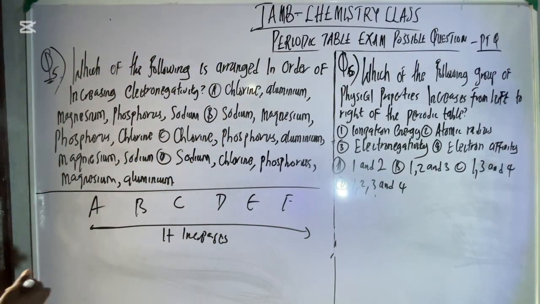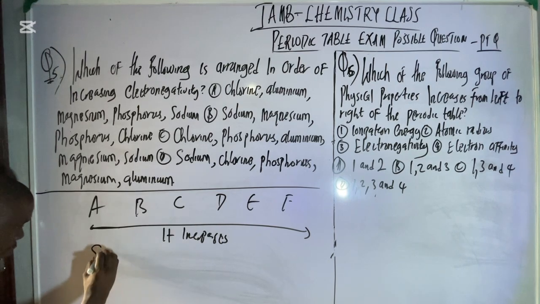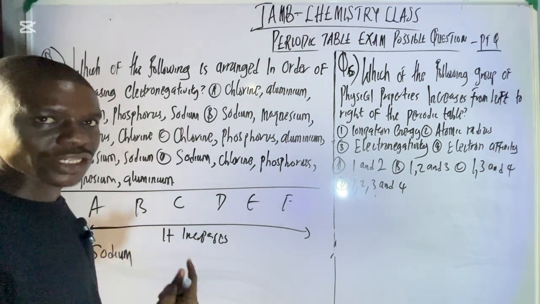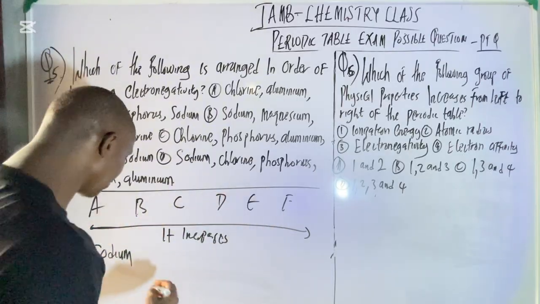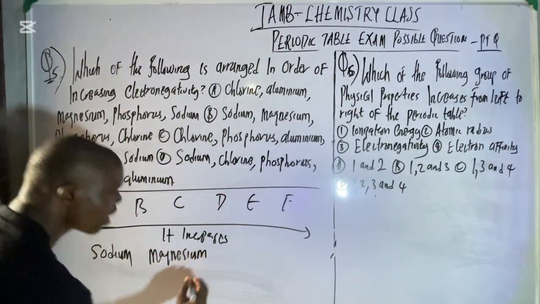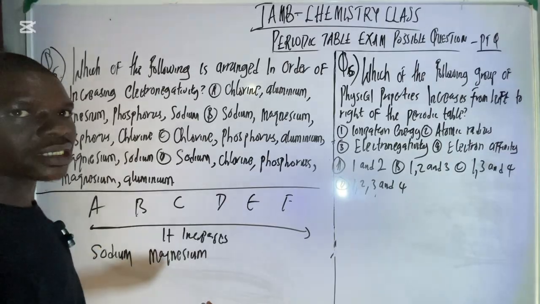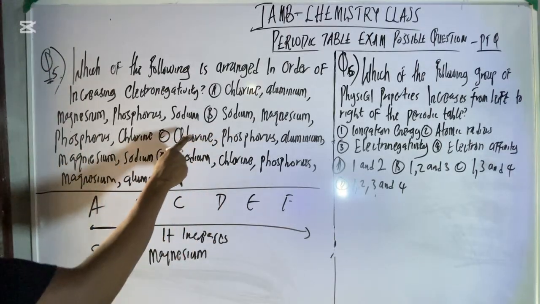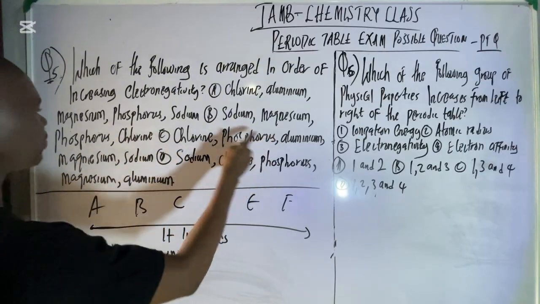So here, let's arrange it very well. Here we have sodium. After sodium in the periodic table is magnesium. After magnesium in the periodic table is what? Aluminium. Do you have aluminium here? There is aluminium.